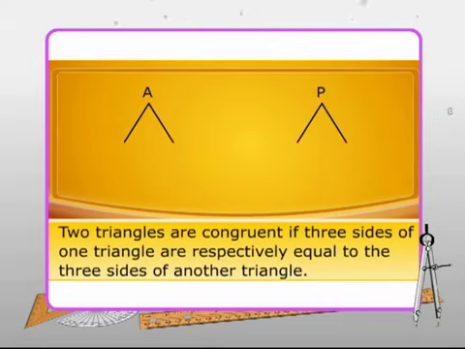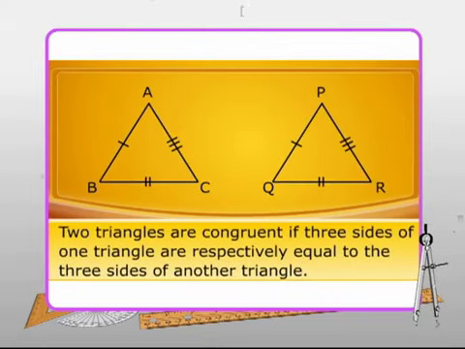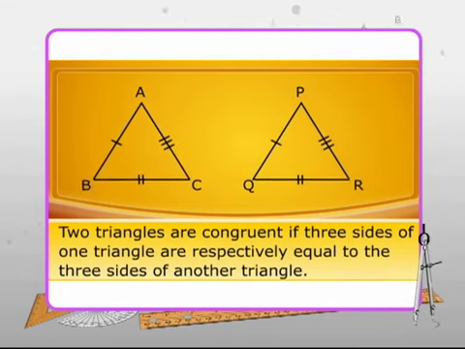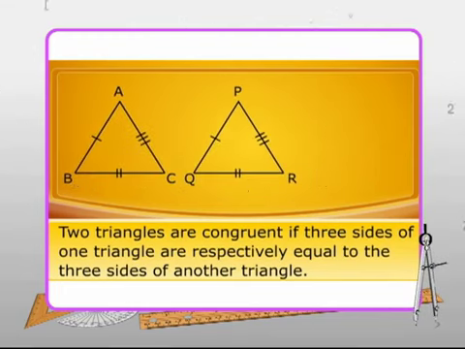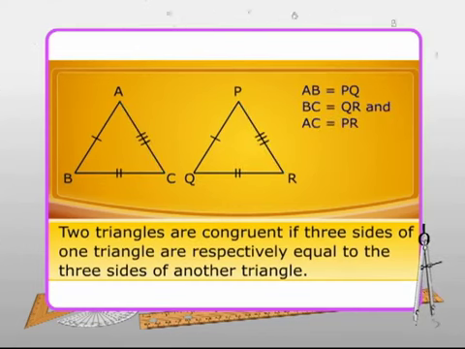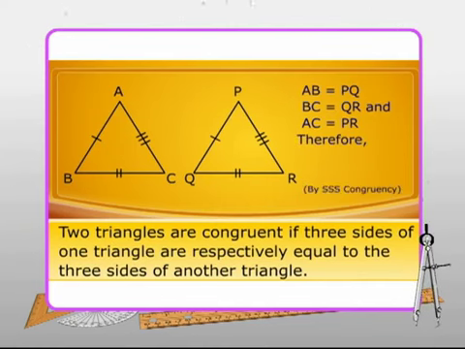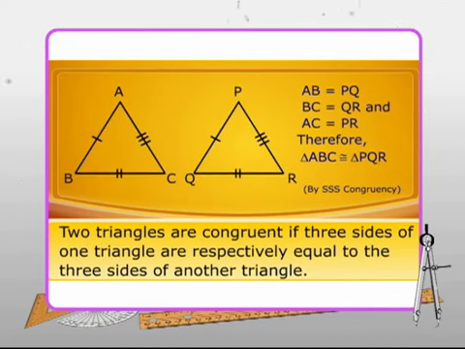Two triangles are congruent by SSS or side-side-side condition if three sides of a triangle are equal to the three sides of the other triangle. In triangles ABC and PQR, AB is equal to PQ, BC is equal to QR, and AC is equal to PR. Therefore, by SSS congruency, triangle ABC is congruent to triangle PQR.